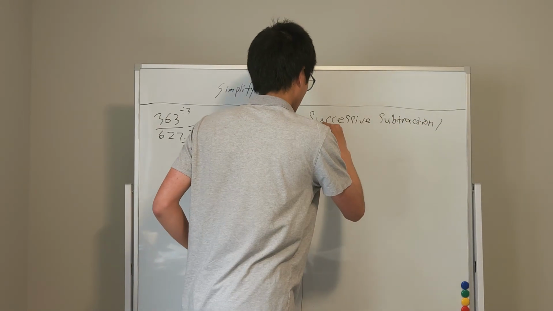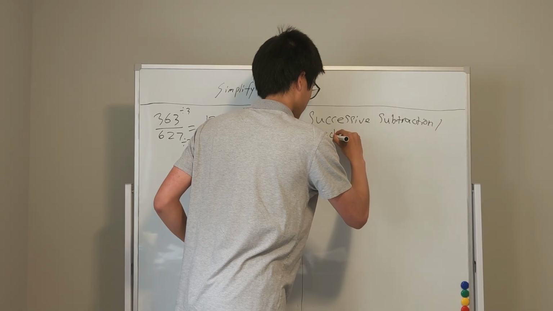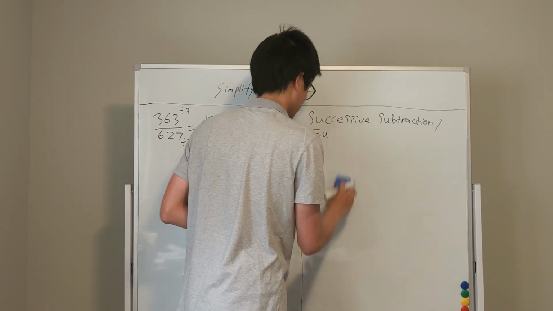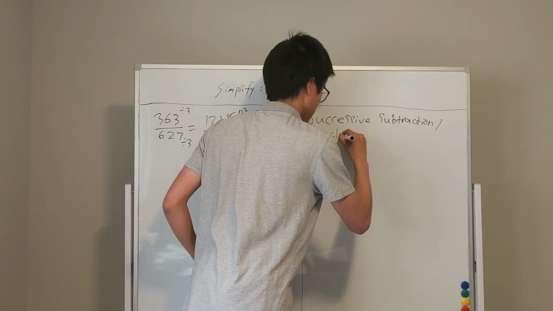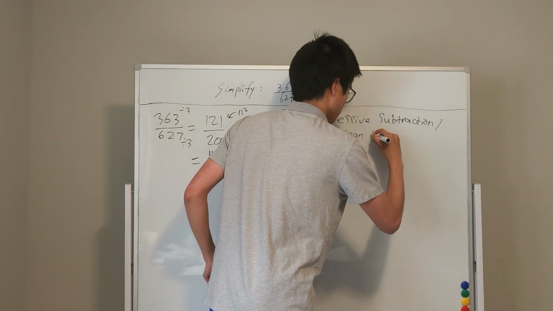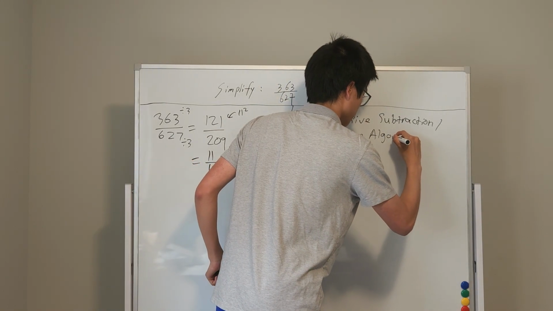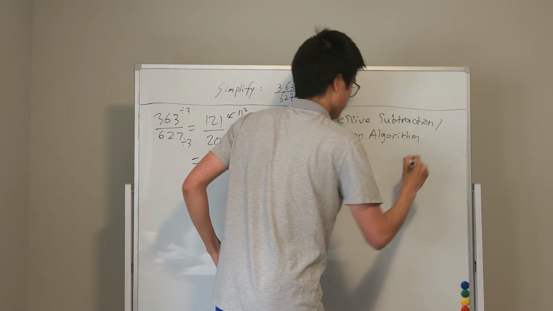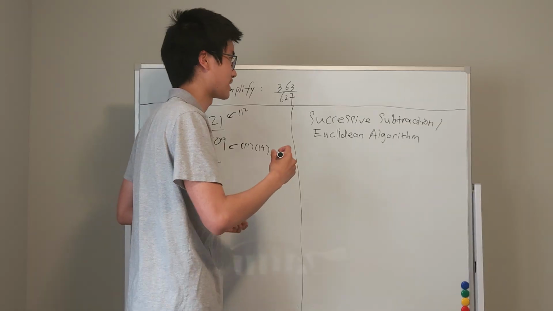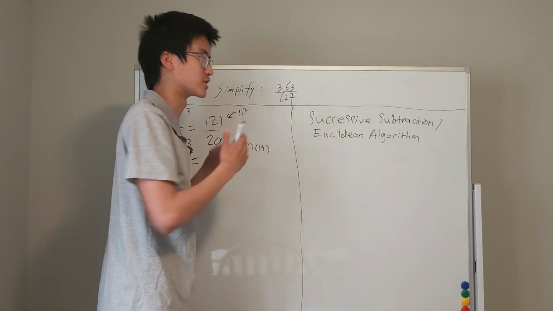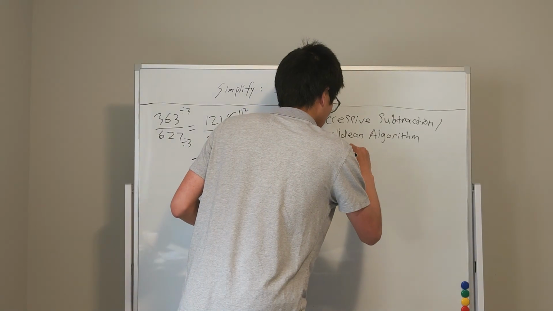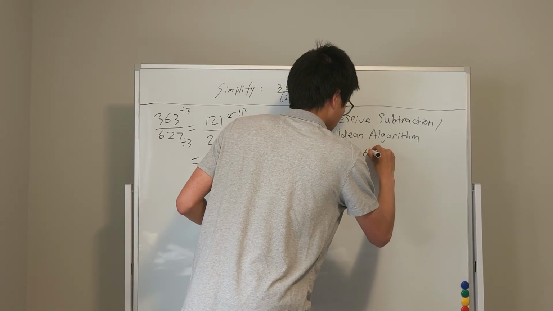or the Euclidean algorithm. So essentially, if we want to simplify this problem, this is the same thing as finding the greatest common divisor of 363 and 627. So we want to find the value of GCD(363, 627).